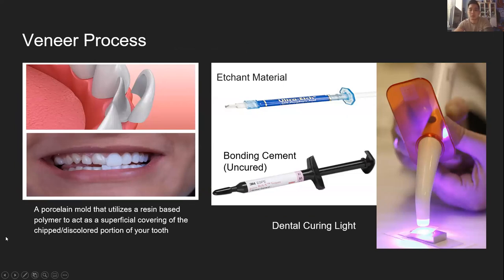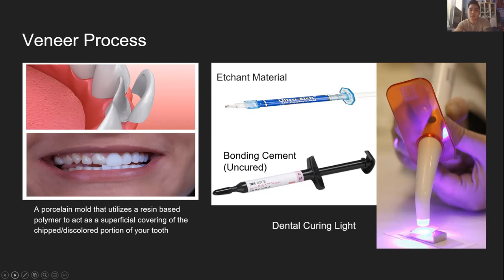All right, so for the purpose of my presentation today, I'm gonna be mostly focusing on veneers and the cement that holds the prosthetic veneer to the root of the virgin tooth. I'm gonna start by defining what a veneer is and how the procedure is completed. A veneer is basically a porcelain mold that utilizes a resin-based polymer to act as a superficial covering for discolored or chipped teeth. So the dentist will first drill away at all the compromised part of the tooth, which is the stained portion or the chipped portion, and create a surface that can adequately secure the veneer.